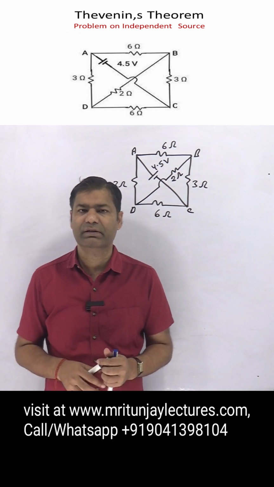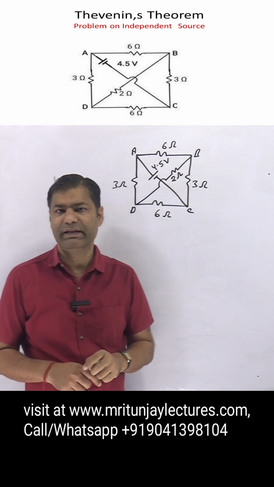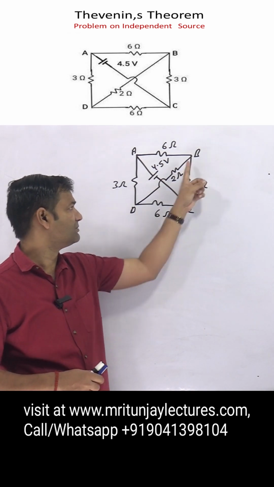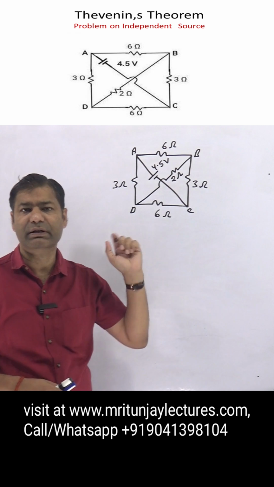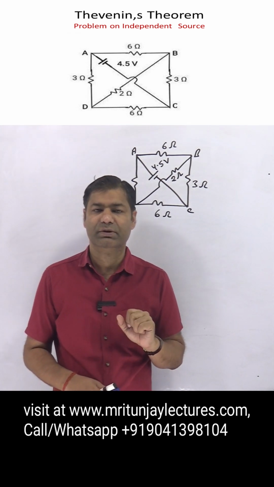Now our motto is to determine the current in the 2 ohm resistance, its magnitude and direction. Direction means whether the current is B to D or D to B. And what about the current in this branch? So how can we determine it? With the help of Thevenin's theorem.